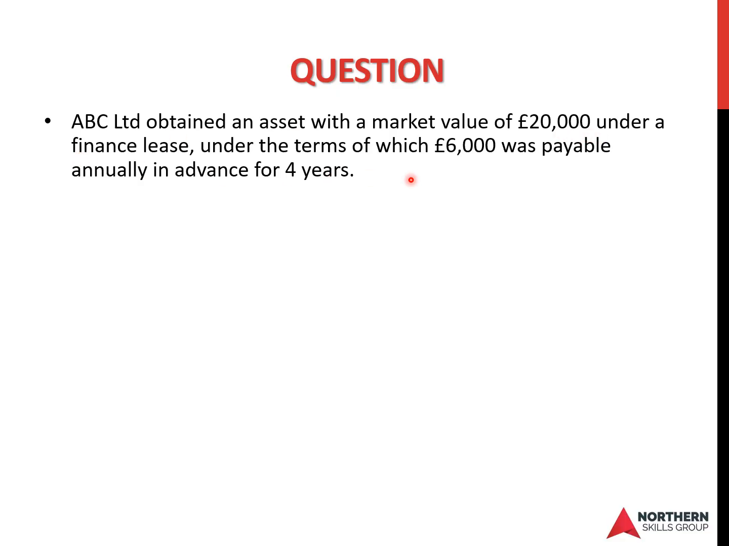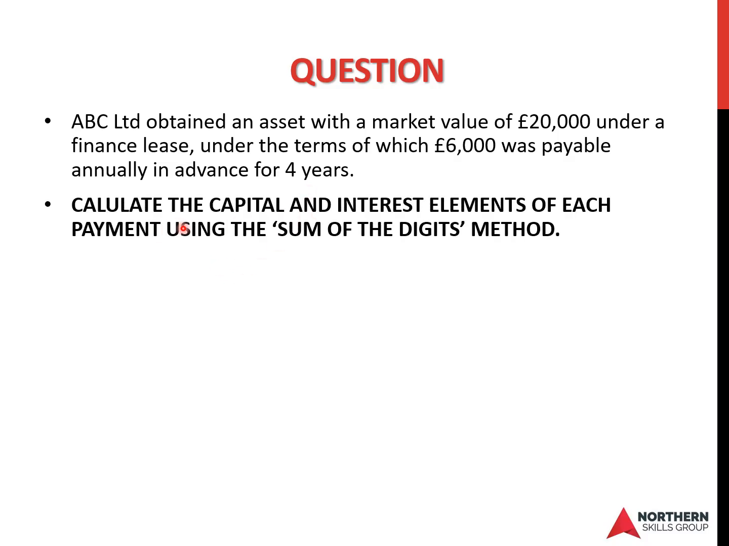The asset is acquired under a lease over 4 years, and that requires payments of £6,000 in advance. That's the important thing to watch out for in these lease questions. There are 4 payments of £6,000 in advance. The first one's right at the start of the lease. So see if you can calculate, using the sum of the digits method, the capital and interest elements of each payment over that 4-year period. So pause the presentation now and see if you can work out those 4 calculations.